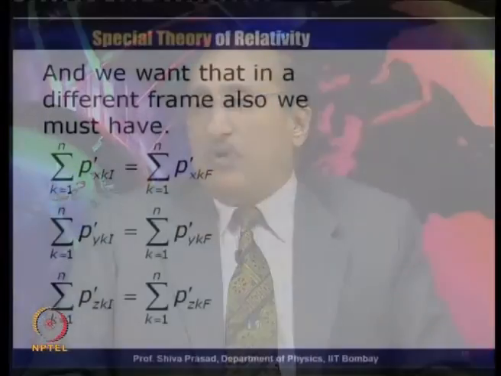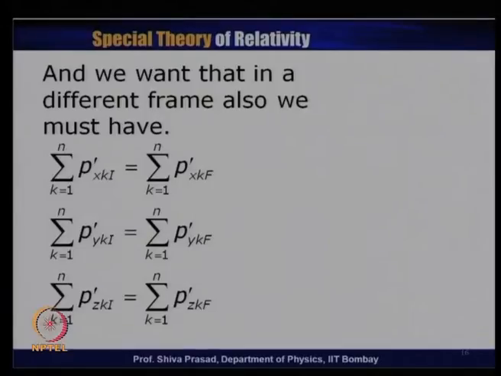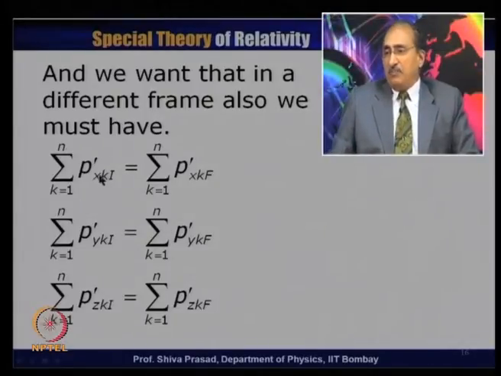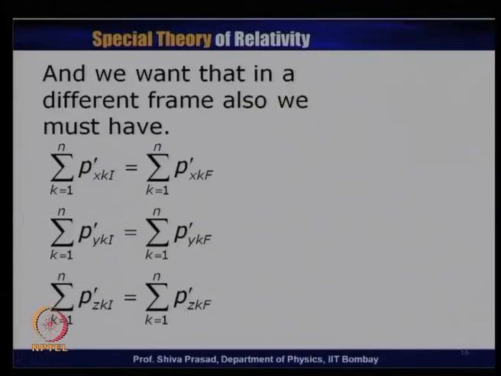Now, out of this, as I have said, the X equation is much more critical. This is what we have written. As we want this also to be true in a different frame, we must have the sum of P prime x equal to the sum of P prime x, the P prime y component equal to the P prime y component, and the P prime z component equal to the P prime z component. This is what I have been saying.